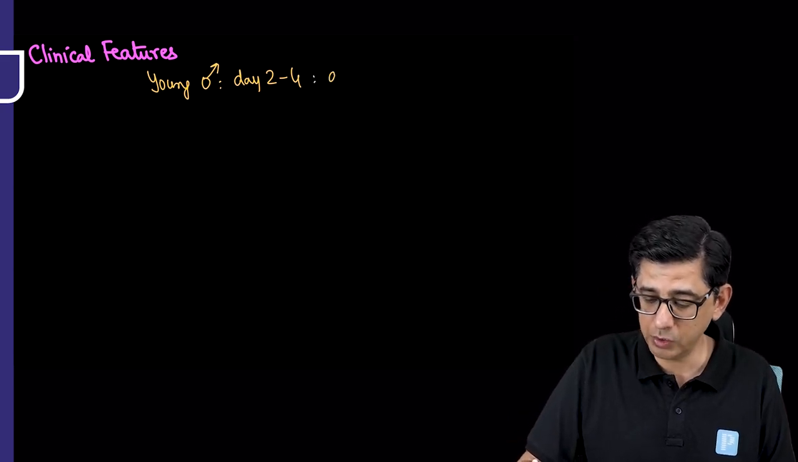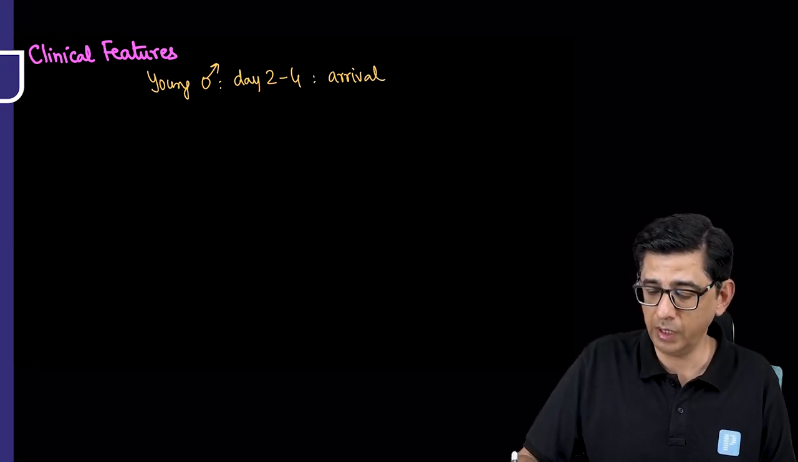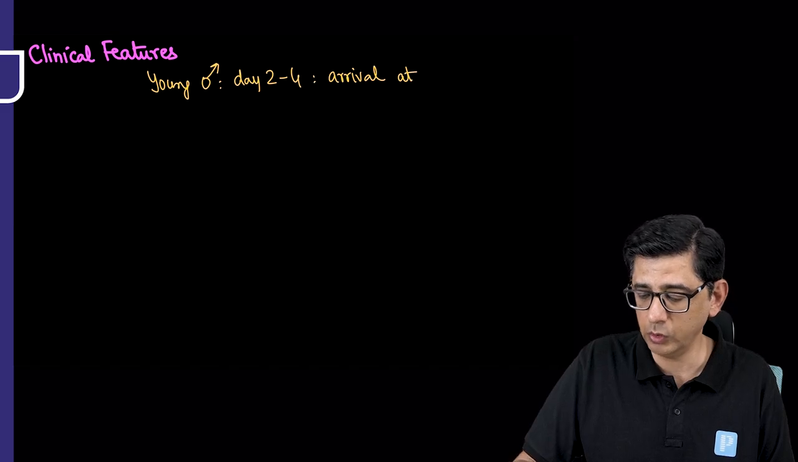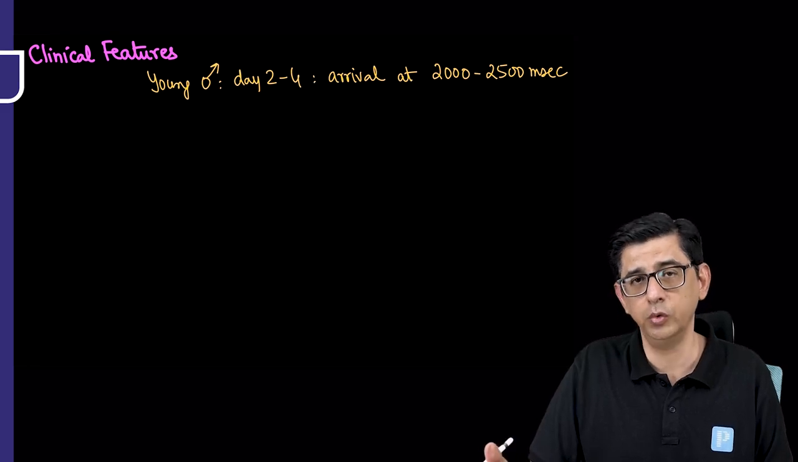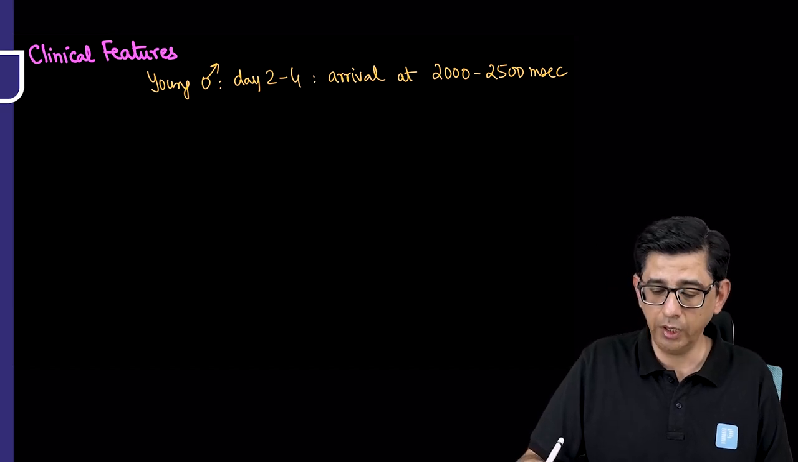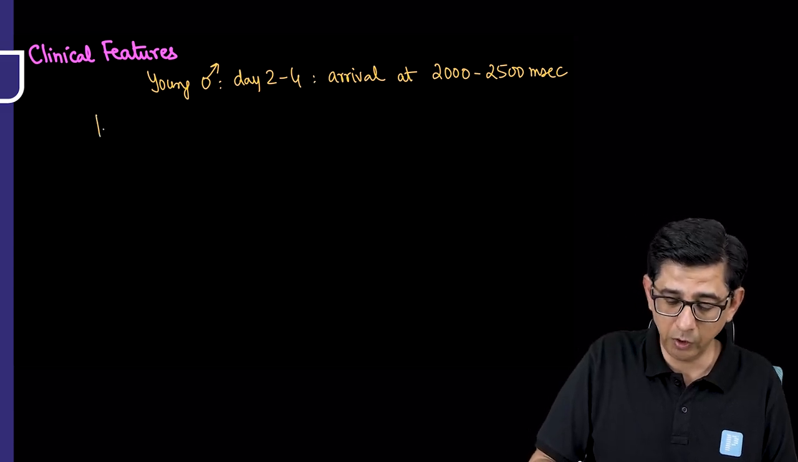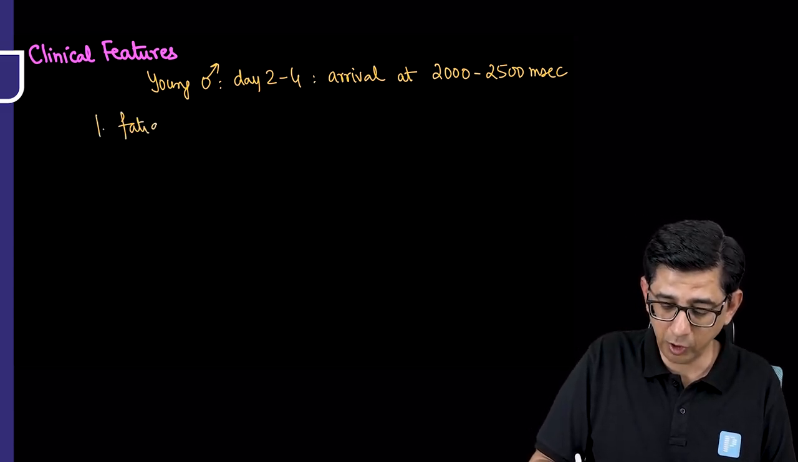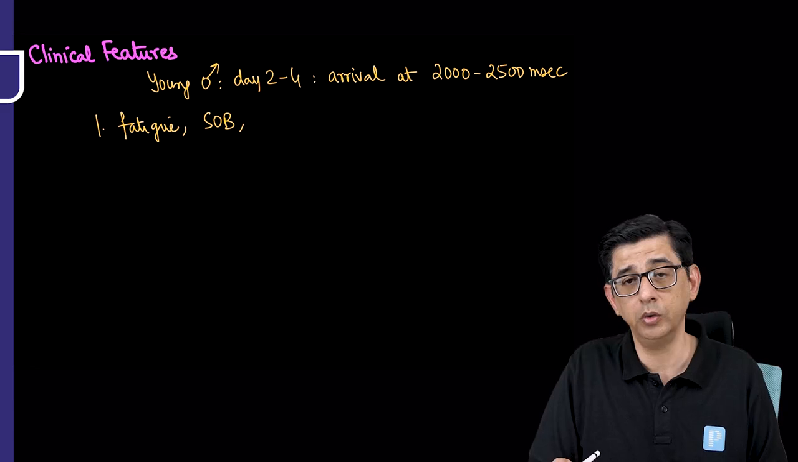The technical definition of high altitude would be arrival at a height equivalent to or more than about 2000 to 2500 meters. It's a variable range, but that is when symptoms usually appear. So this guy, on day 2 or day 4 of arrival at this height, will start complaining of excessive fatigue. He will not be able to even get out of bed. He will complain of shortness of breath even on going to the bathroom.